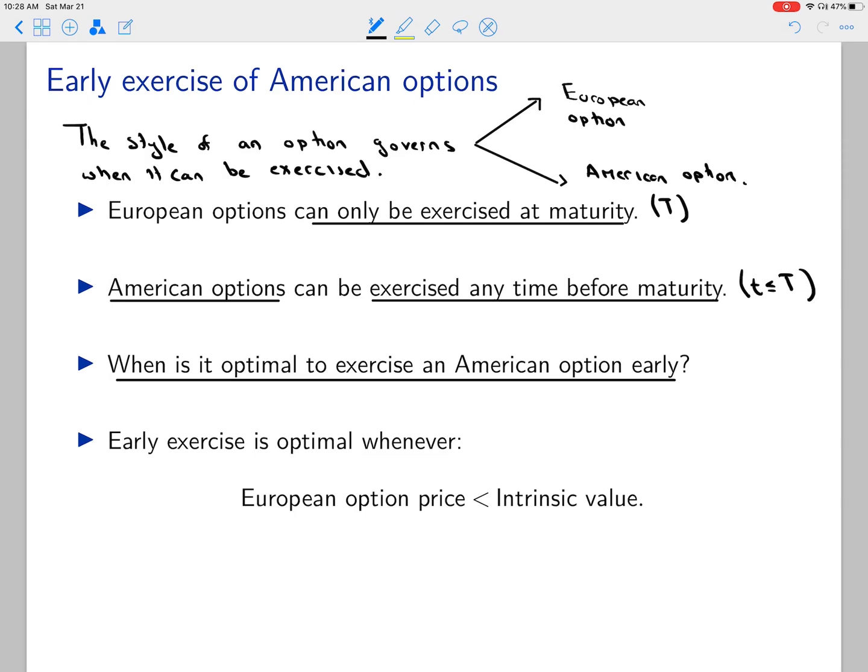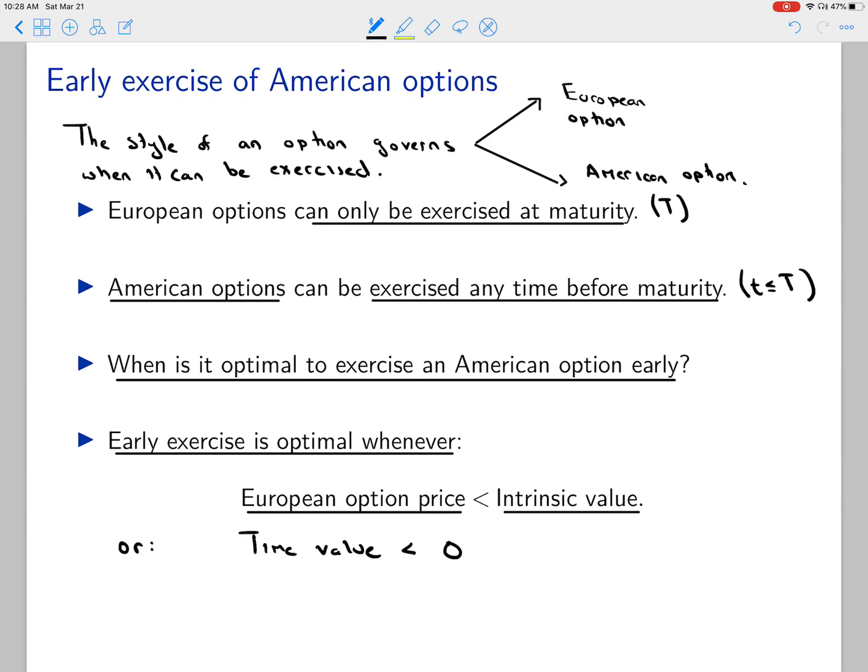It turns out that the answer to this question is surprisingly simple. It's going to just be as follows. Early exercise is optimal whenever the price of a European option is less than the intrinsic value of the European option. Or stated differently, whenever the time value on the European option is less than 0.